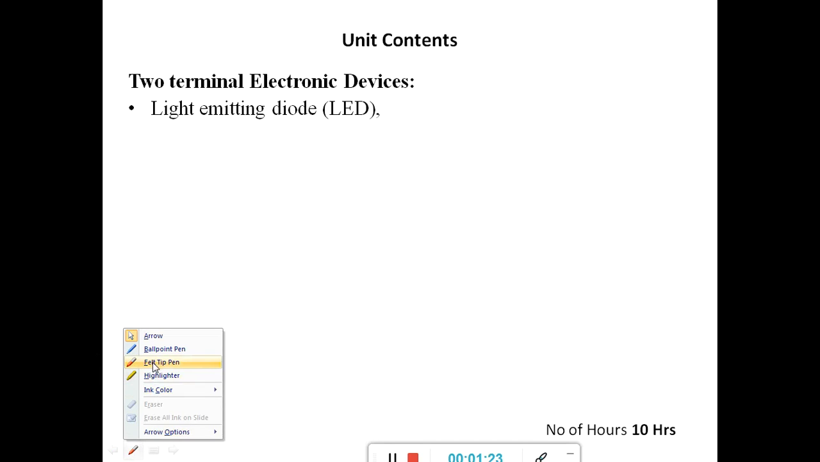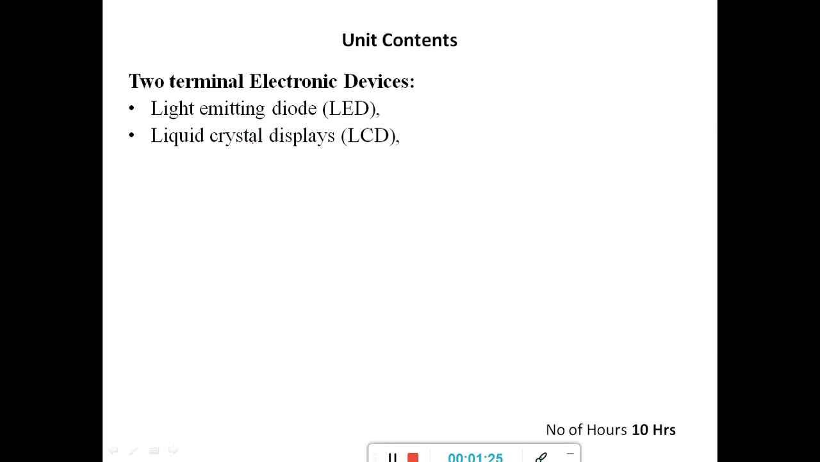Then we will be focusing on liquid crystal displays. LEDs and LCDs are analogous with respect to each other, right? Nowadays they have gained a lot of importance, especially with respect to display devices, both LEDs as well as LCDs. So we'll be focusing on these two particular devices today and in our next class.